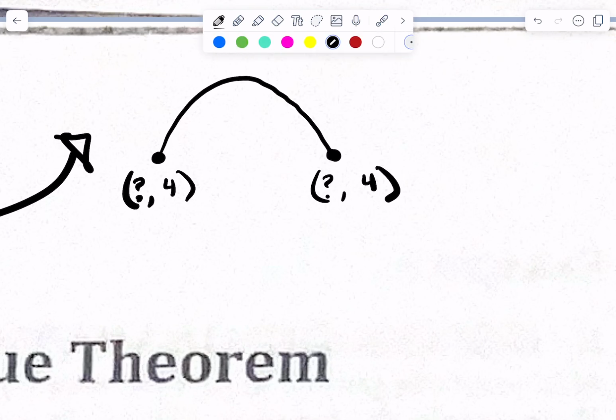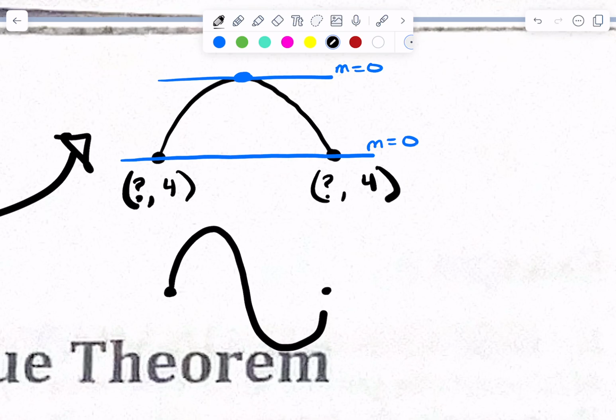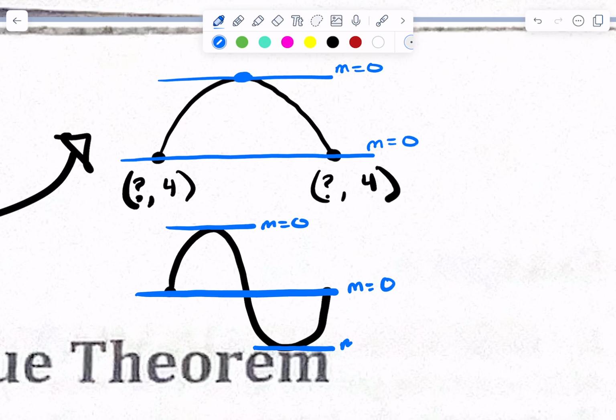What they're saying is that at some point there has to be a horizontal tangent, because the slope between these two guys, the slope here, is 0. So there has to be a place somewhere where the slope is also 0, right? Now maybe it looks a little bit different. Maybe it's here and here and I have this going on, in which case the slope between my start and my end point is 0. I have a slope here that is 0, and I also have a slope here that is 0.